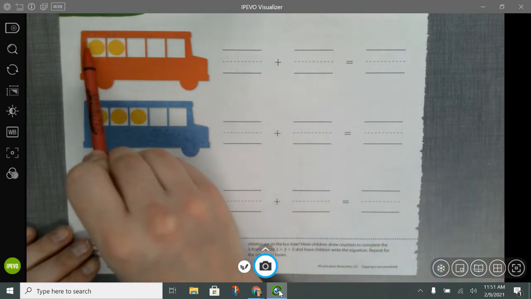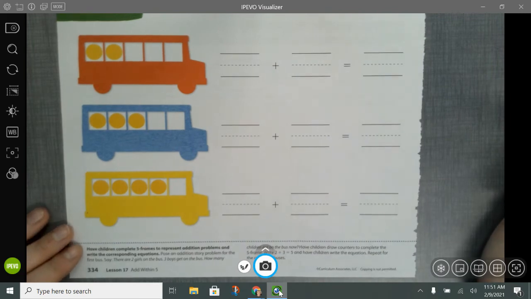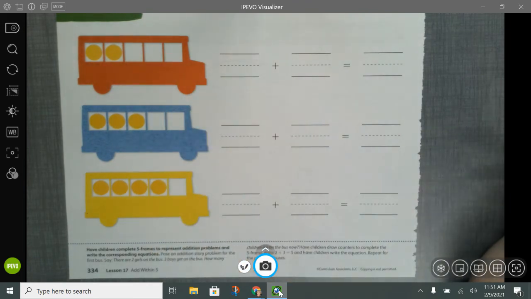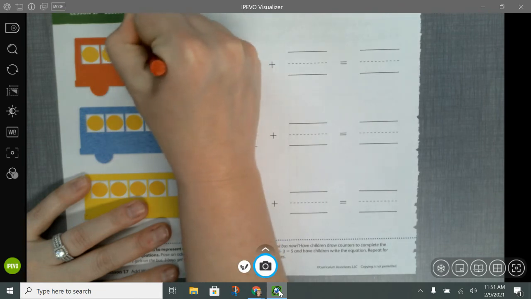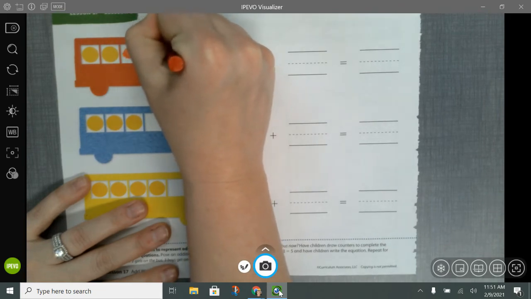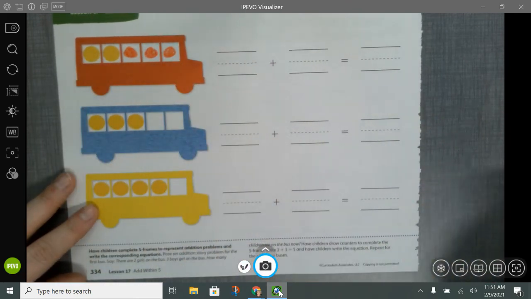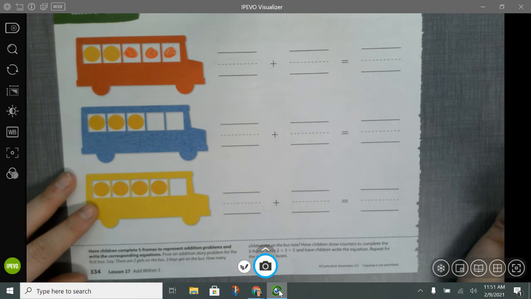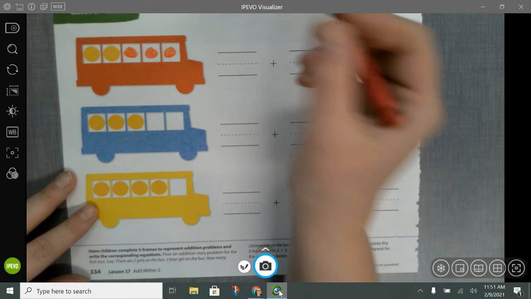So up here, we have a school bus. How many girls are on this school bus? Good, 2. So there are 2 girls on the bus. 3 boys get on the bus. So let's draw 3 boys. 1, 2, 3. So now, how many children are there all together? 5. Excellent. So now we want to write the equation to match that.